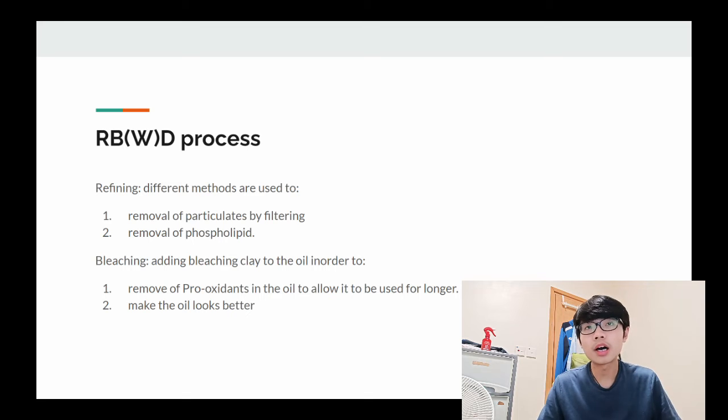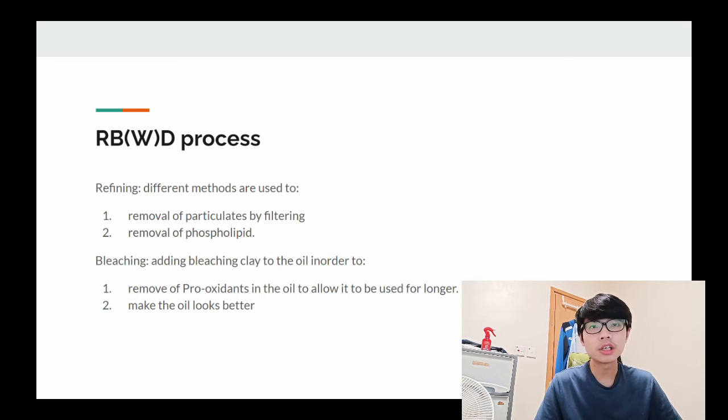Here come the RBWD processes, where R stands for refining, B stands for bleaching. Refining: the factory uses different methods in order to remove the particulate by filtering the oil, and remove phospholipid, which is inconvenient for further processing.